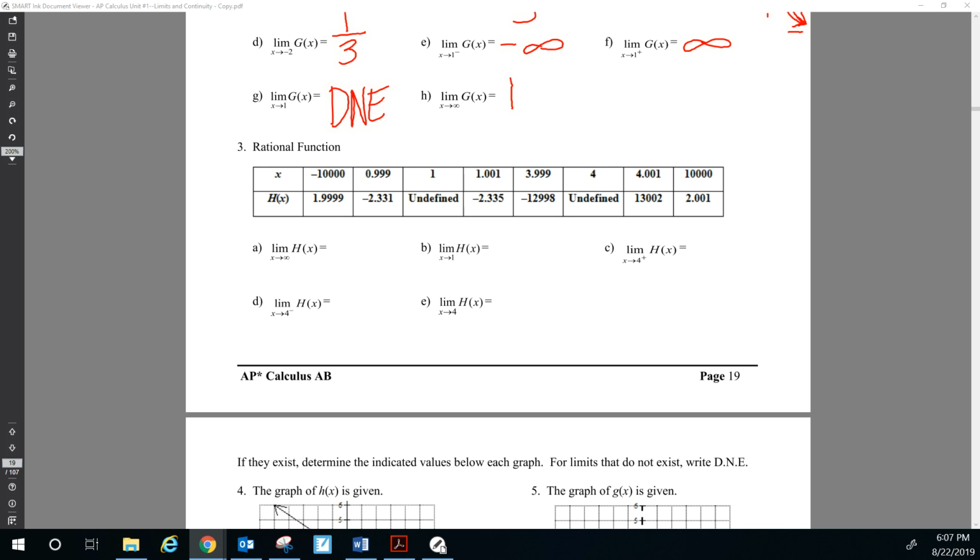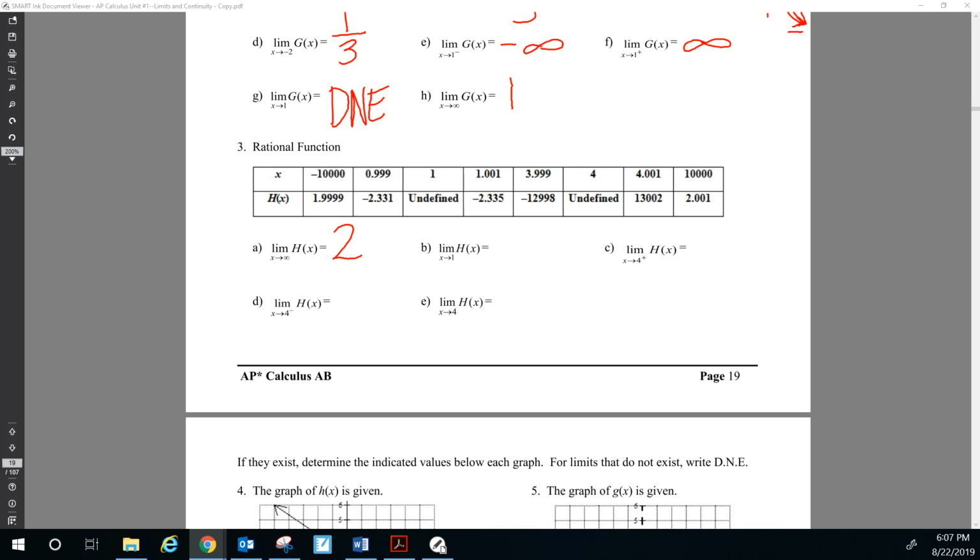So let's look at what's happening as we go to positive infinity. This guy is getting close to 2, it looks like, just by the numbers that they're giving me. And I don't have a negative infinity, but if I look at negative infinity, it's also getting close to 2. So I think my asymptote there for my end behavior is at 2. Right, and then it's asking me for an overall limit at 1.